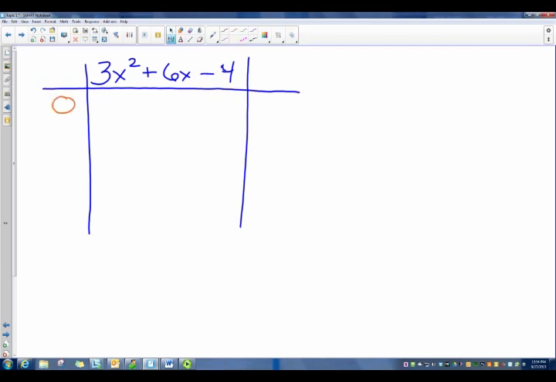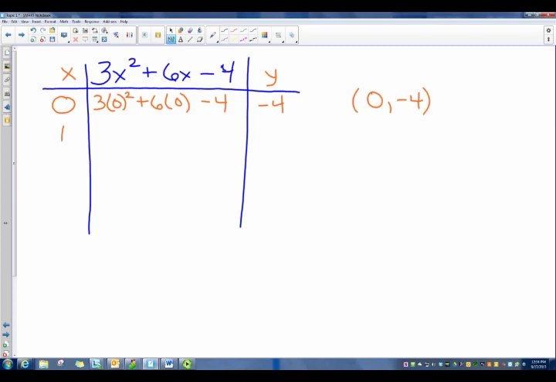So if I say I want to plug 0 in, I take 0, substitute it in, and solve. So 3 times 0 squared, well, that equals 0. 6 times 0 is 0. So 0 plus 0 minus 4 is negative 4. And this creates a y. Now here are my x values, here are my y values, and that's a point. My first point would be (0, -4).